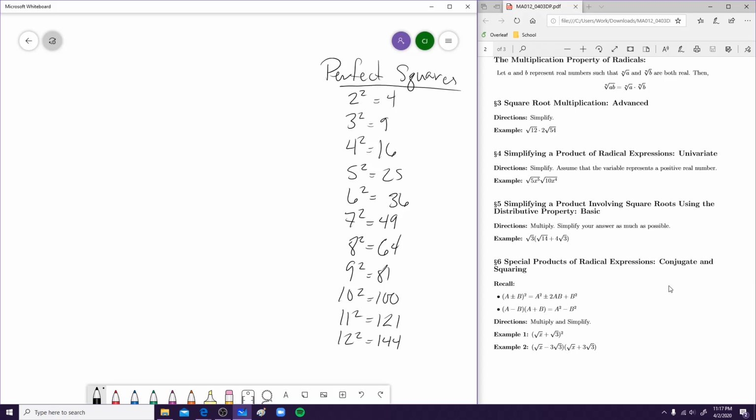So let's do a couple of examples. So the directions say to multiply and simplify.